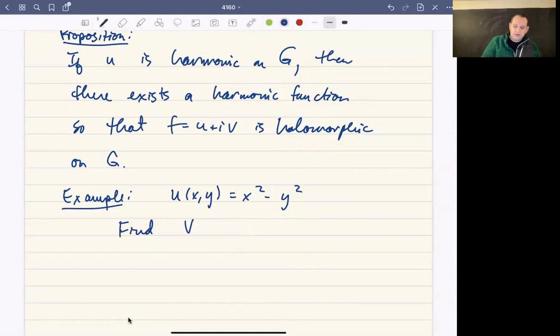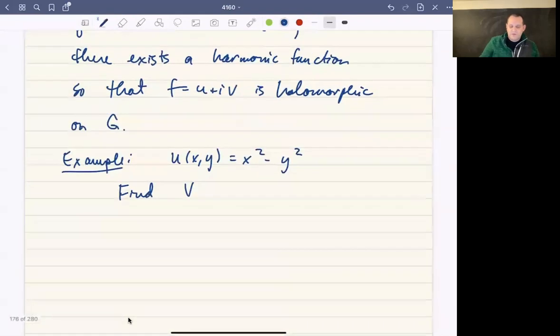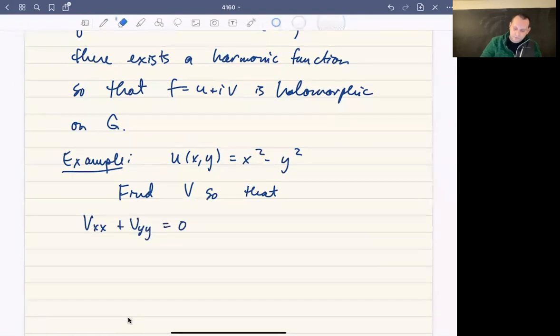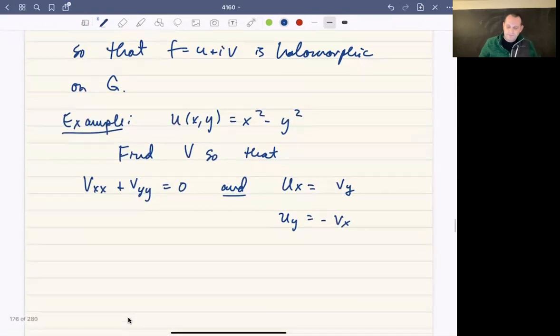And so here's how we're going to do this. First, we're going to exploit the Cauchy-Riemann equations. So we want to find a function V so that V sub xx plus V sub yy is 0. And so that U sub x equals V sub y, and U sub y is minus V sub x. That's what we want.